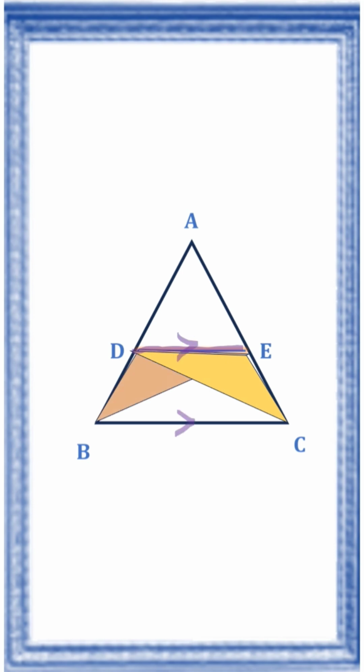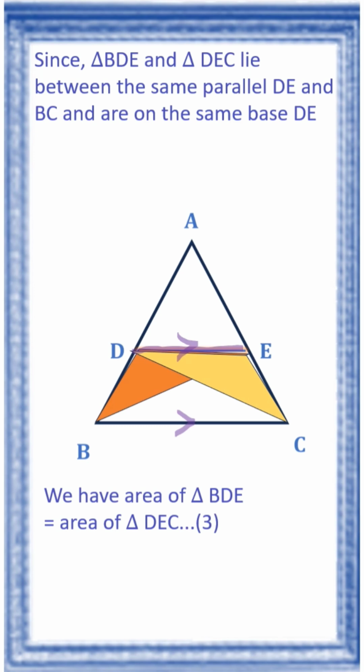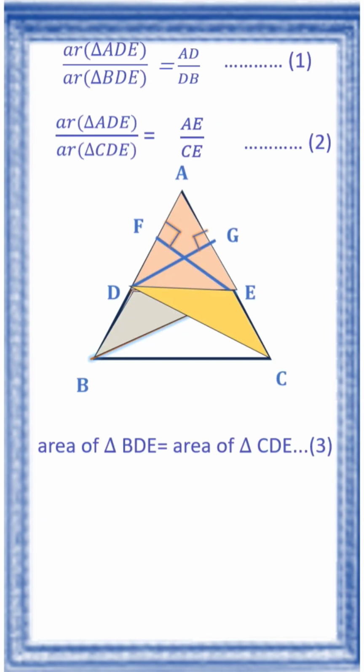So now areas of triangles BDE and CDE are same. Since triangle BDE and CDE lie between the same parallel lines DE and BC and on the same base DE, area of triangle BDE is equal to area of triangle DEC. Let this be equation number 3. Now we have all the 3 equations.